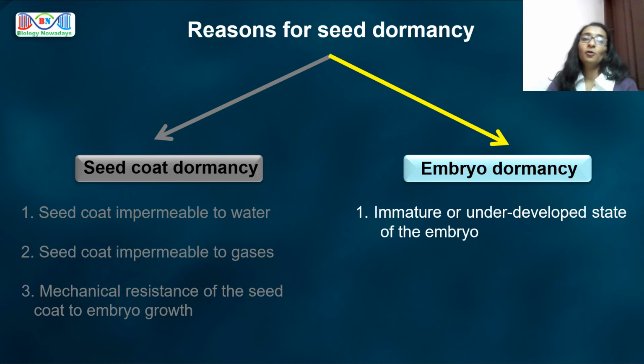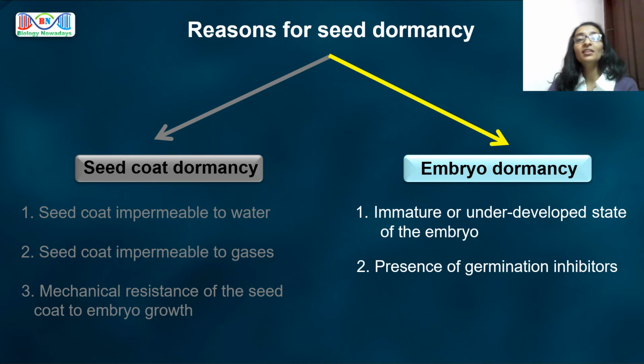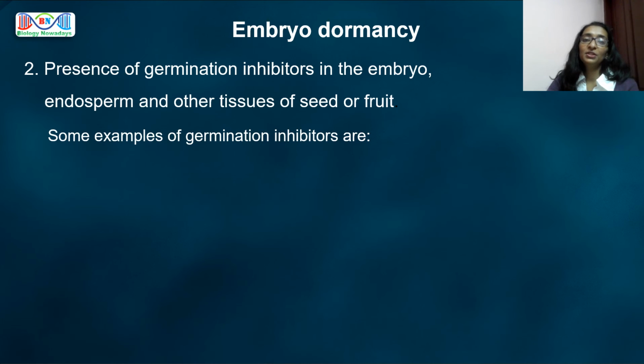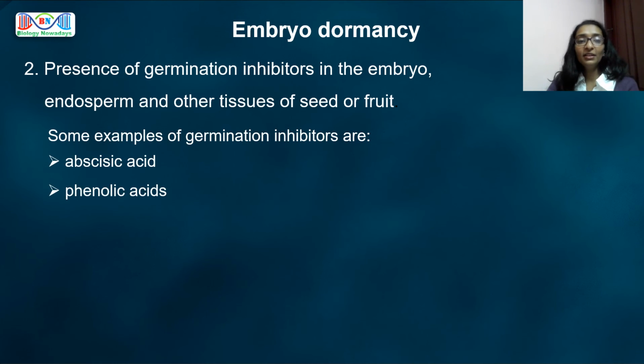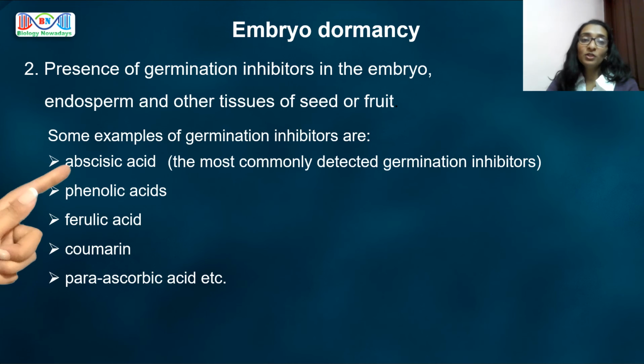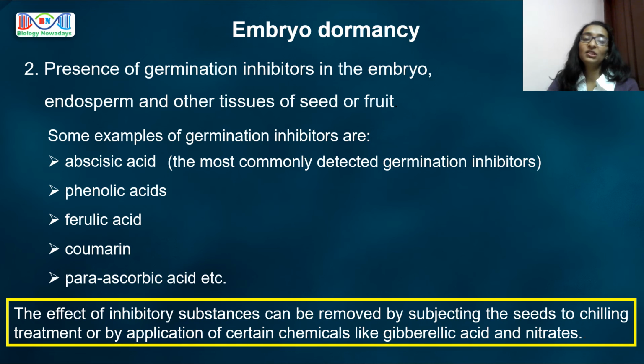Another reason for embryo dormancy could be the presence of germination inhibitors in the embryo, endosperm, or other tissues of the seed or fruit. Some examples of germination inhibitors are abscisic acid, phenolic acids, ferulic acid, coumarin, para-ascorbic acid, etc. Among all these, abscisic acid is one of the most commonly detected germination inhibitors. The effect of inhibitory substances can be removed by subjecting the seeds to chilling treatment or by application of gibberellic acid and nitrates.